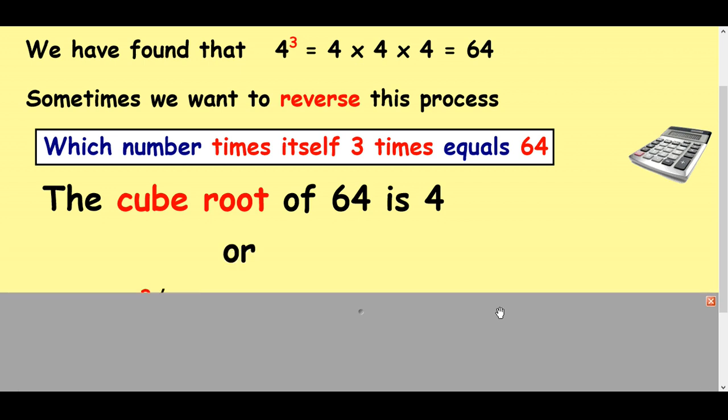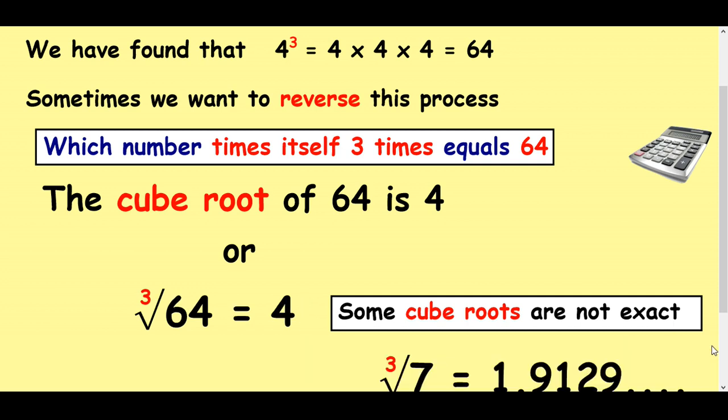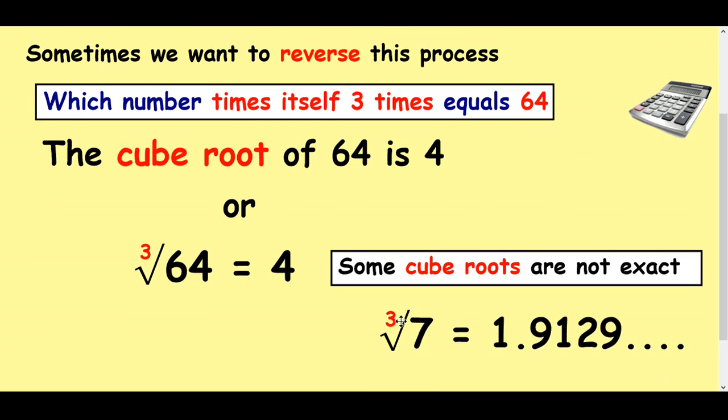Now, the way we see it usually is a symbol. It's usually a square root sign with a wee 3 next to it to denote the cube root, because 3 is cubed. So the cube root of 64 is 4. Now again, sometimes when you put these numbers into your calculator and you cube root them, they won't give you whole number answers. Some will give you decimal answers, but we're going to concentrate on whole number answers. I've given you an example here. The cube root of 7 is 1.91 and so on.